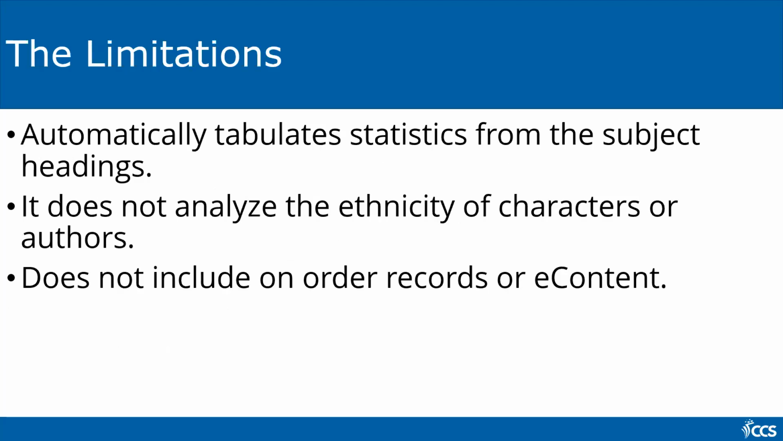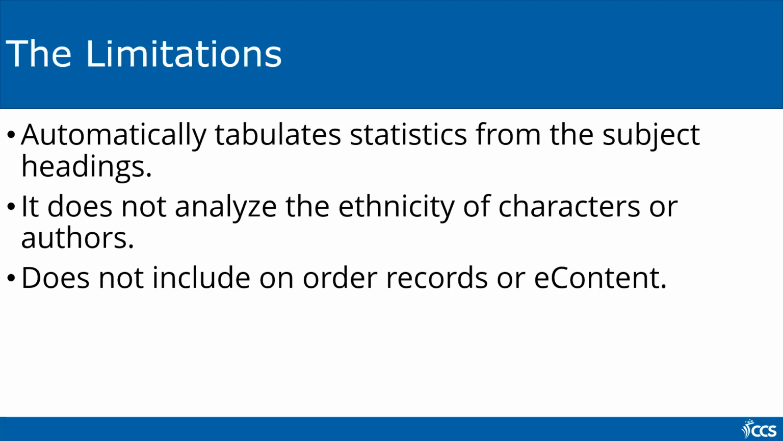There are several limitations that you should be aware of. Most importantly, the dashboard automatically tabulates statistics from the subject headings in the bibliographic records. So the data is only as good as the records are. When cataloging, headings can be left out, even if a topic is included in a book. The catalogers who work for CCS libraries do an excellent job.